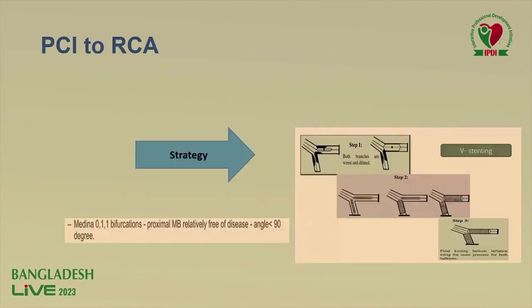Now PCI to RCA. This is a Medina 011 bifurcation and the angle is less than 90 degrees. So we have planned for the bridge stent technique, and there are different steps of bridge stenting.